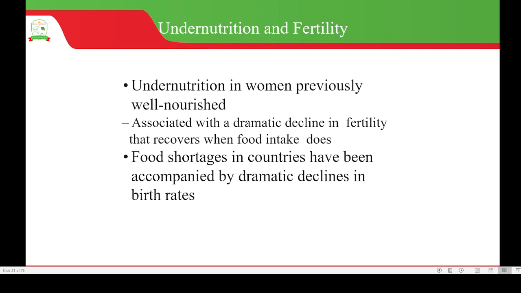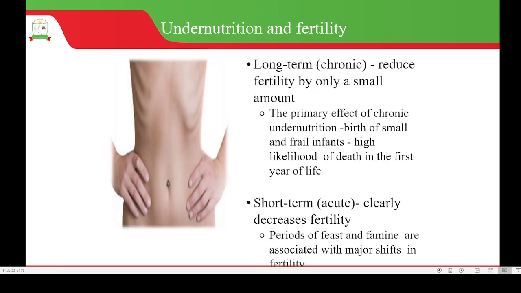For example, in the context of South Sudan, you find that the rate of fertility is reduced in most of the population due to the continuous experiences of drought and famine that is exacerbated by the wars and conflicts. Long-term or chronic undernutrition may reduce fertility by only a small amount. And the primary effect of chronic undernutrition is the birth of small and frail infants. And there's also a high likelihood of death in the first year of life.